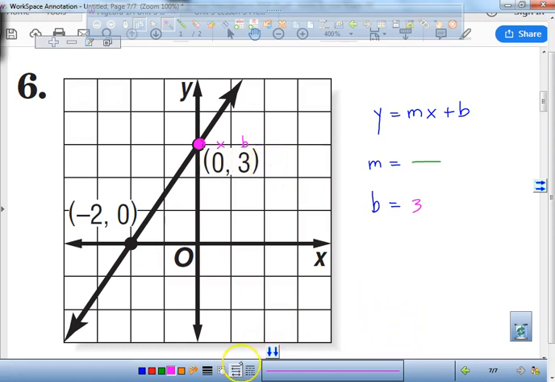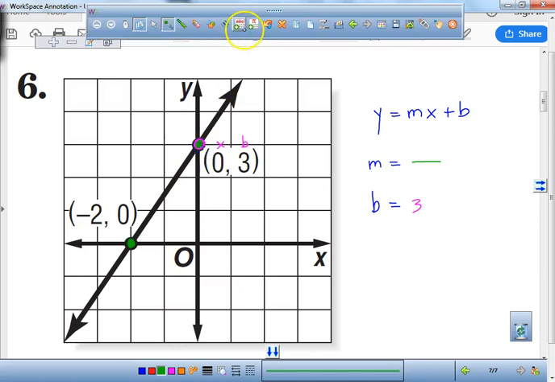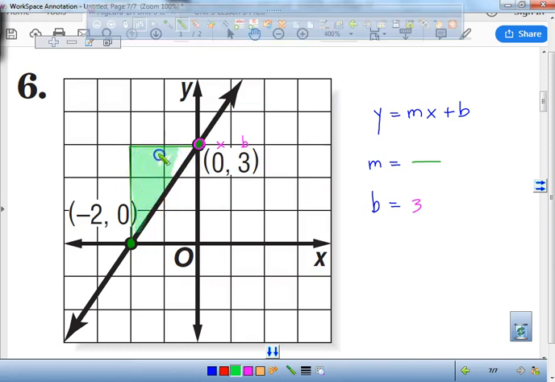Now, I have 2 points. I have 1 at negative 2, 0. Then I have 1 at 0 and a 3. From right here, what am I going to do? I'm going to go up a certain amount. I'm going to go over a certain amount. And this right here is going to represent my rise to my run.